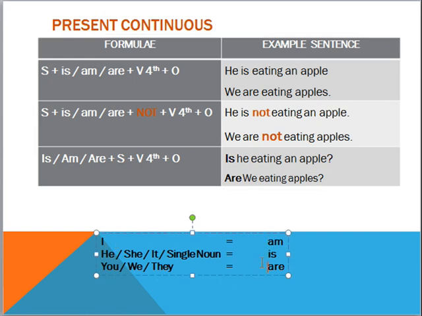Now where do we use am, is and are? So here's the list. With I we use am, with he, she, it, any single noun we use is, and with you, we, they or plural nouns we use are.